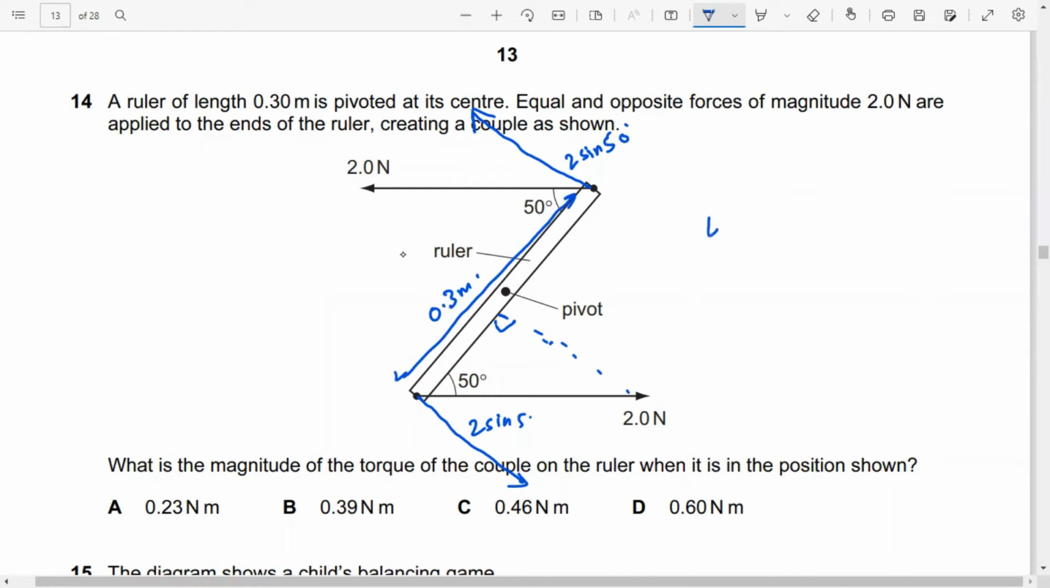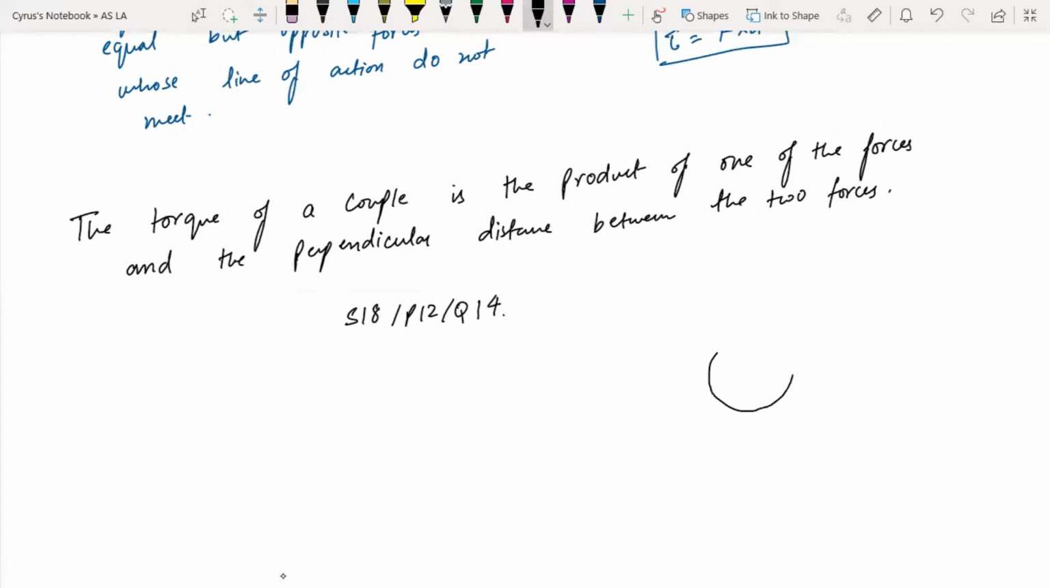तो आप क्या करते हैं, टॉर्क इज एसेंशियली व्हाट, इट इज द प्रोडक्ट ऑफ वन ऑफ द फोर्सेस. आपने एक फोर्स को लिया, मल्टीप्लाइड बाय द डिस्टेंस बिटवीन द फोर्सेस, व्हिच इज द परपेंडिकुलर डिस्टेंस हियर, एंड दिस बिकम्स व्हाट, 0.46 न्यूटन मीटर.